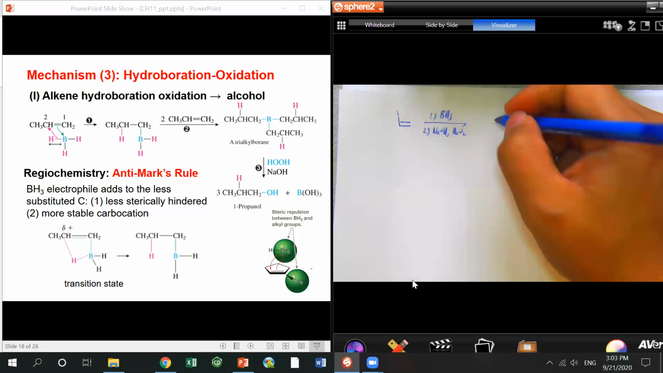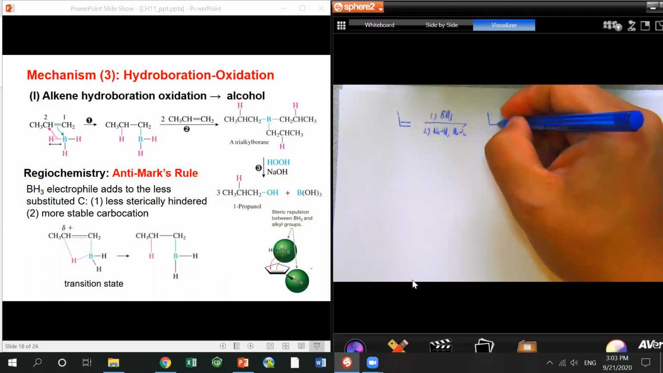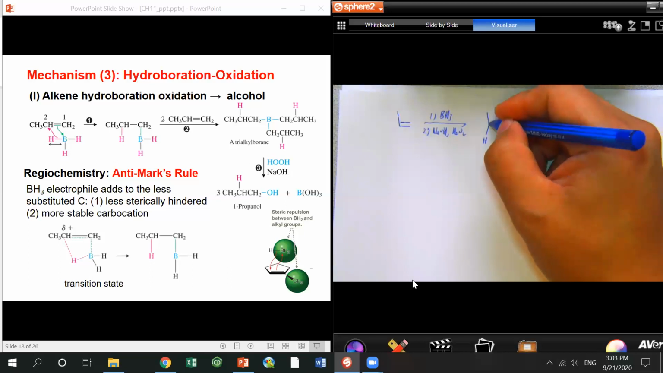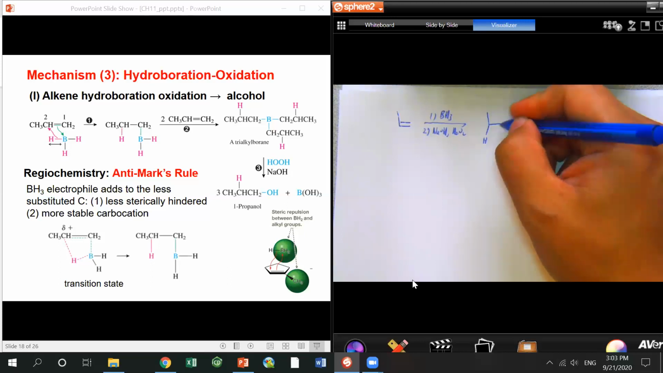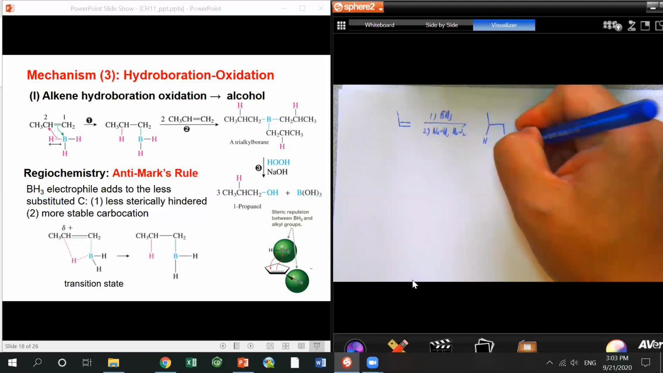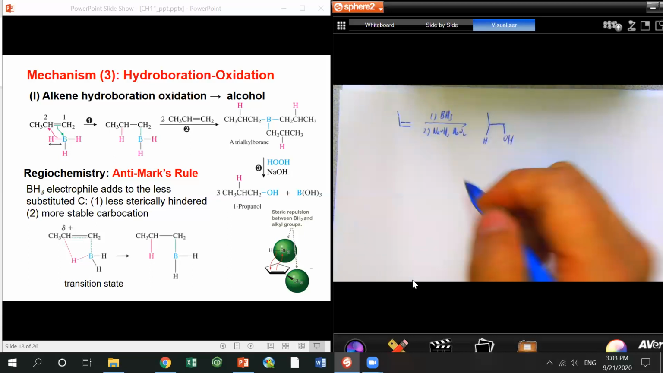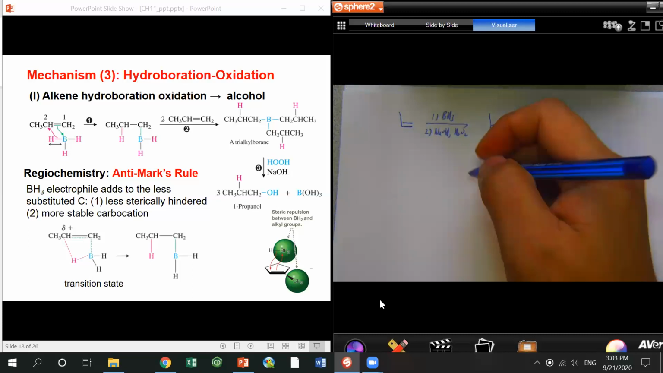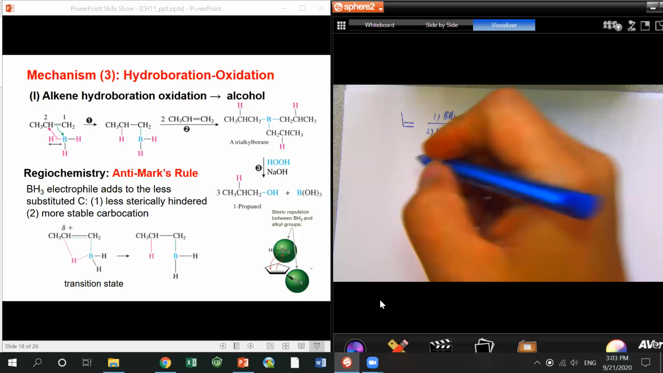Once the reaction is done, we generate something like this. Hydrogen goes to the carbon with more alkyl groups attached, and OH goes to the terminal carbon. Why is that the case? Why does it have such an unusual regiochemistry and stereochemistry? We learn both together through its mechanism.